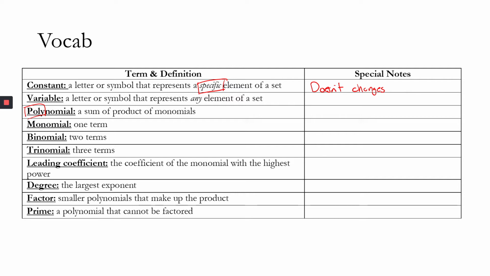Next, the leading coefficient. The leading coefficient is just the coefficient of the monomial with the highest power or the highest degree. That leads us into degree, which is the largest exponent. When we factor, the factors are smaller polynomials that make up the product, and then a prime polynomial is something that cannot be factored.